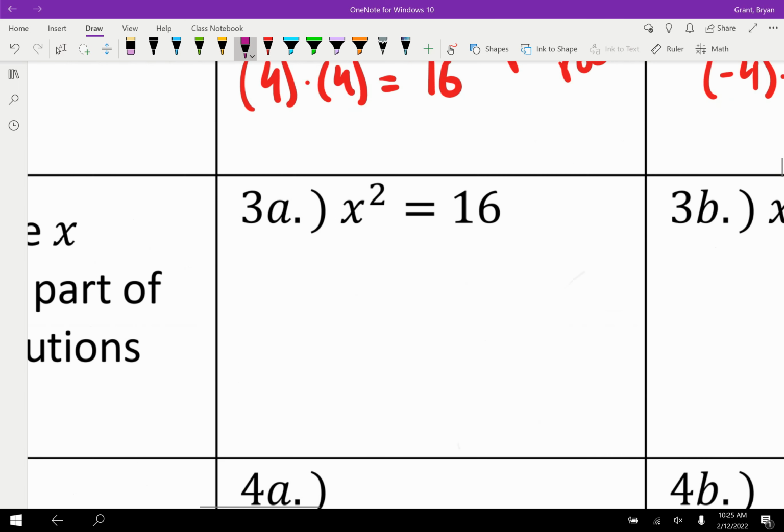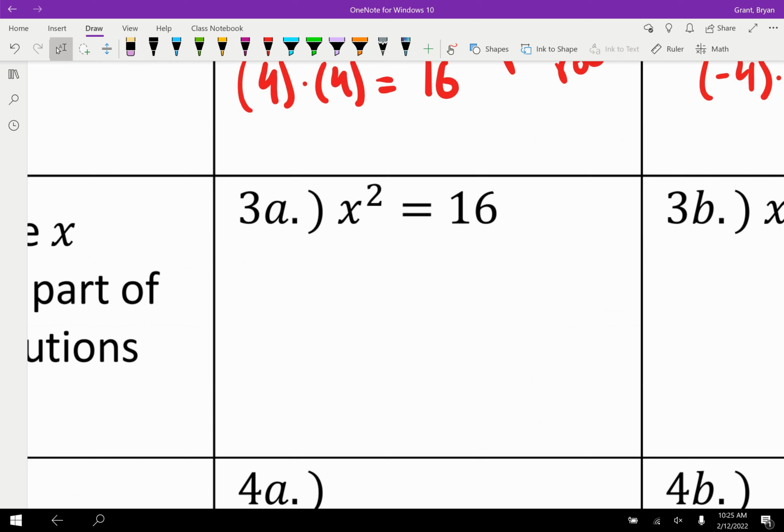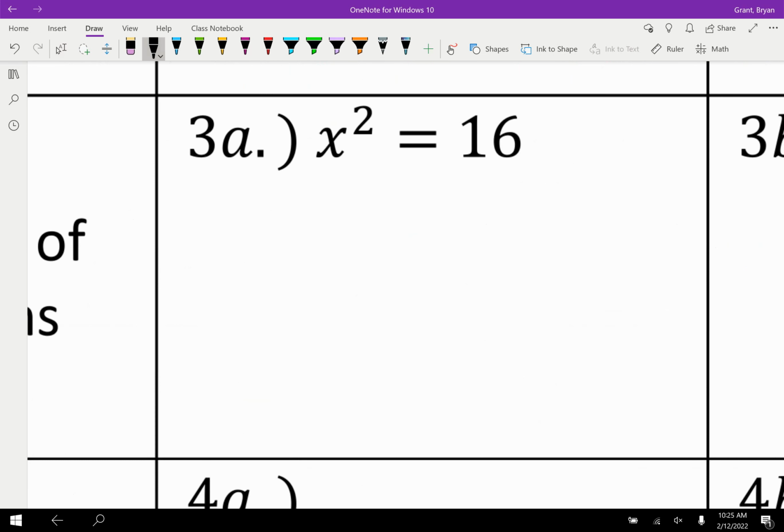So let's try it. For each of these 3a, 3b, 3c, you're probably going to want to write pretty small. You want to be able to fit, I think, probably 3 lines of text down here, so be ready for it. All right, x squared equals 16. So we'll start with that one. I'm going to rewrite this, leaving a little gap in front of the 16. I'll explain why shortly.